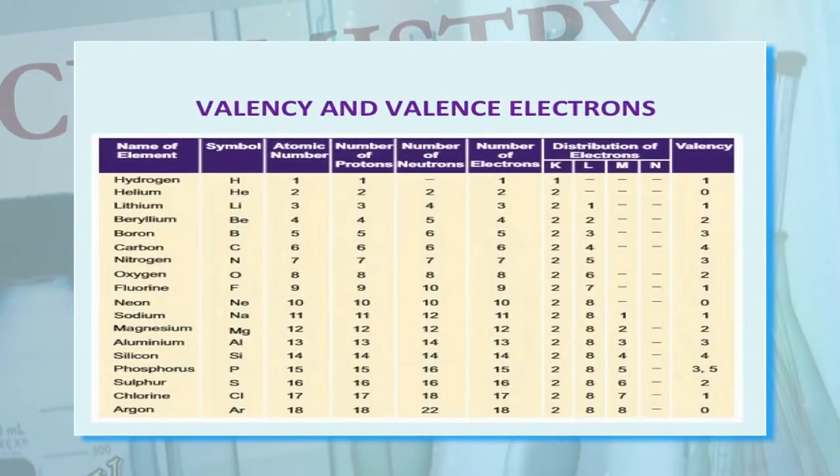These are the representations of different elements, their symbol, their atomic number, their valence electrons and the distribution of electrons in different cells. Dear learners, let us recapitulate what we have learned in this chapter.